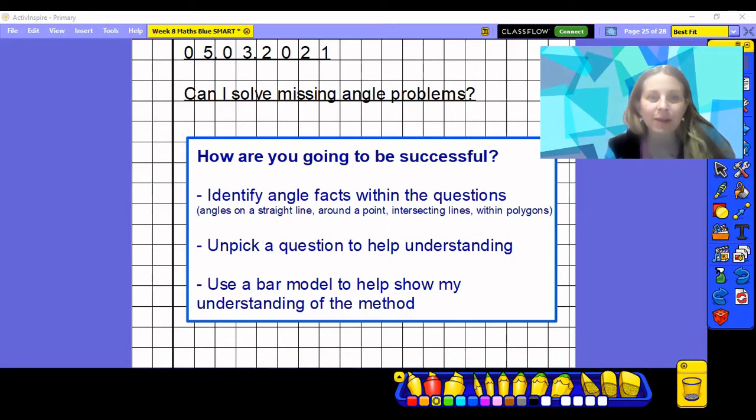So, this is going to be a last chance to think about solving missing angle problems and drawing on all the information that you have gained across the week. So, have those things to remember: the angles on a straight line, around a point, those lines that intersect, and the angles within polygons. As always, we're going to be unpicking the question first to help us understand it, and then going on to solving the problem and showing our understanding through the use of a bar model.